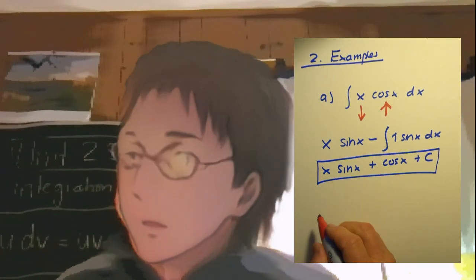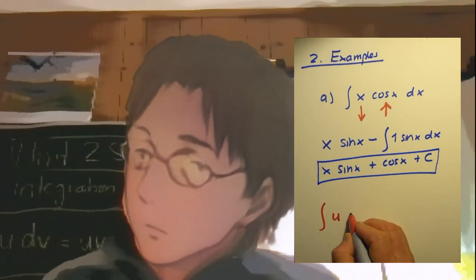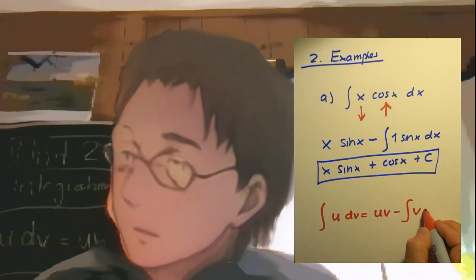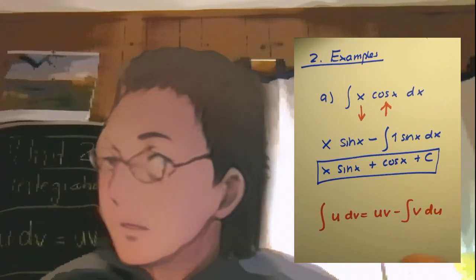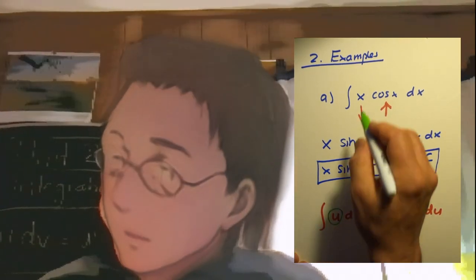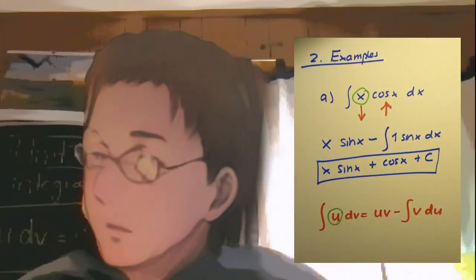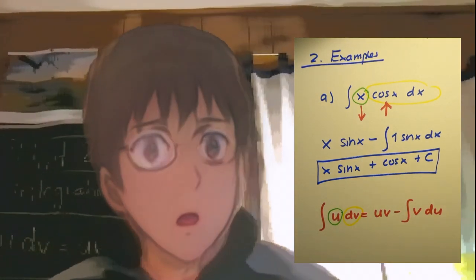So again, what we have is that formula: the integral of u dv is uv minus the integral of v du. And so that's what we have done. We have identified the u part here. That was the part which we differentiate. And we have identified the dv part, which is this, which we have integrated.